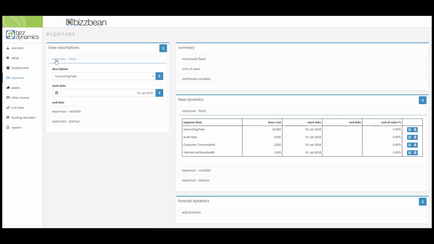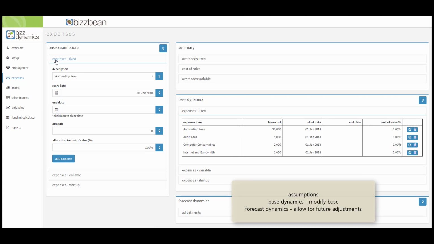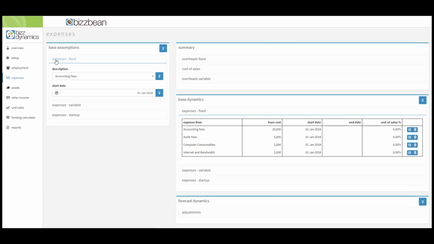This step requires details of the operating expenses in the business, including the expense type, start and end dates, monthly base cost, its categorization as to either fixed or variable, and a percentage to be allocated to cost of sales if necessary.